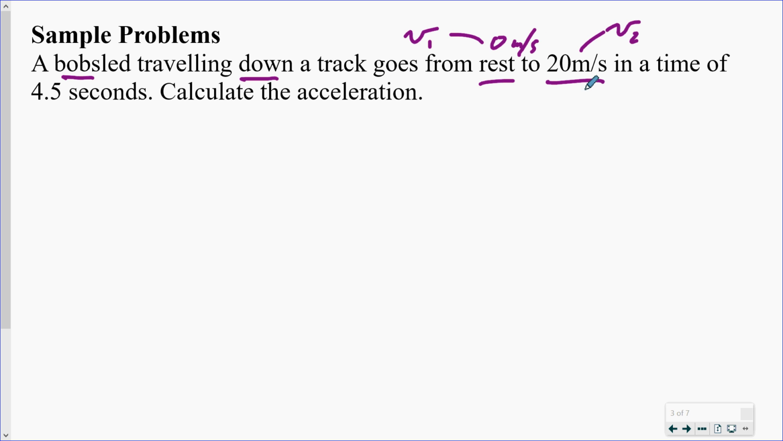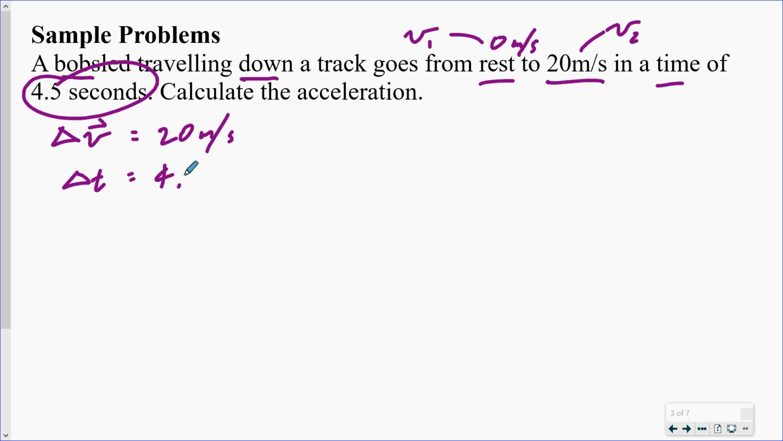We don't necessarily have to show that calculation. I can just write that the change in velocity or speed is equal to 20 meters per second. Again, think about the units. We do want meters, we do want seconds, so that is all good at this point. Time, we're given our time. Change in time is equal to 4.5 seconds.